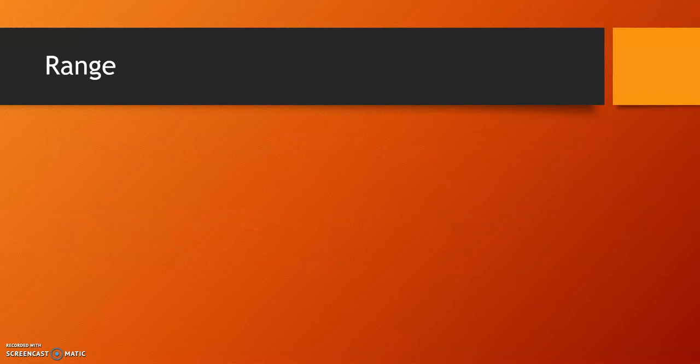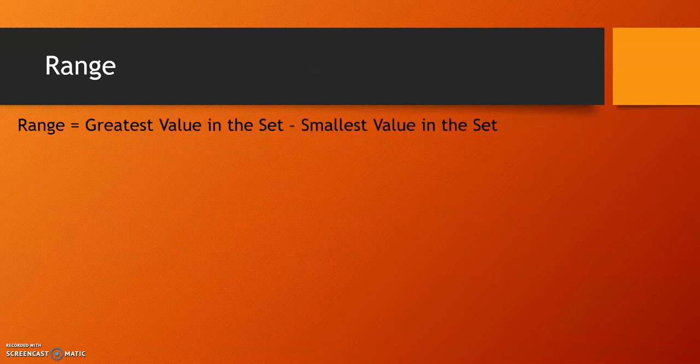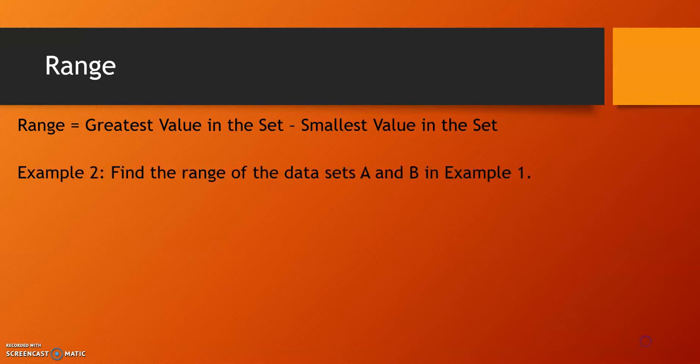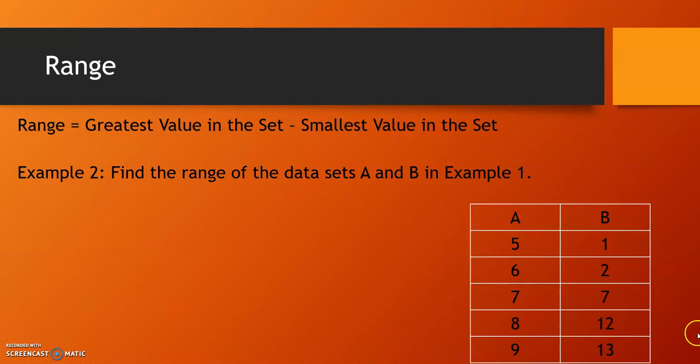One measure of dispersion is range. Range is the greatest value in the set minus the smallest value in the set. Example 2, find the range of the data sets A and B in example 1. Here are our data sets A and B again. Our range for set A, 9 minus 5, our range is 4. Set B, our range of set B, 13 minus 1, the range is 12. Again, same median, same mean, very different ranges for our sets.